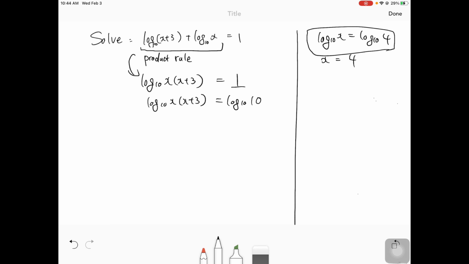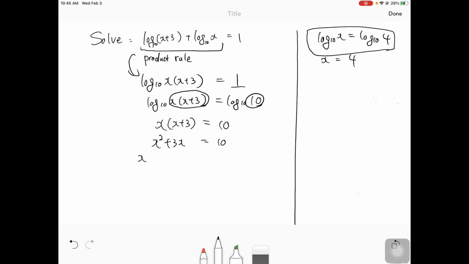So what you have to do is, these have to be the same, equal. x times x plus 3 is equal to 10. Now it's just a quadratic equation. Do you remember how to solve it?